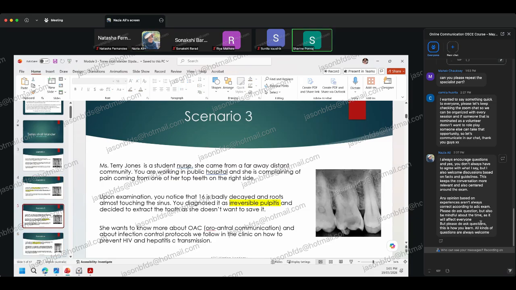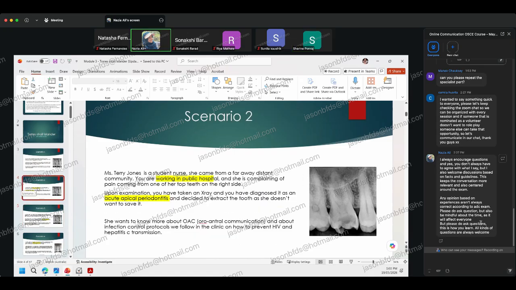Okay. Just one more question. You asked me, what am I going to do today? If I'm going to temporize it by removing the pulp, there's no need for antibiotics. Otherwise, if she opts for no treatment today, then I'll have to put her on Amox and metronidazole.